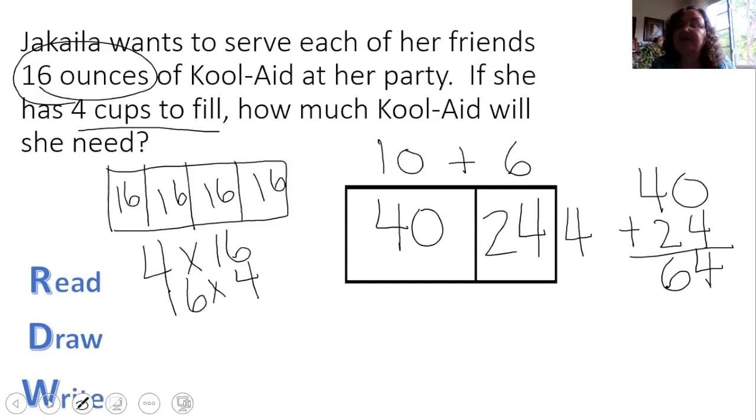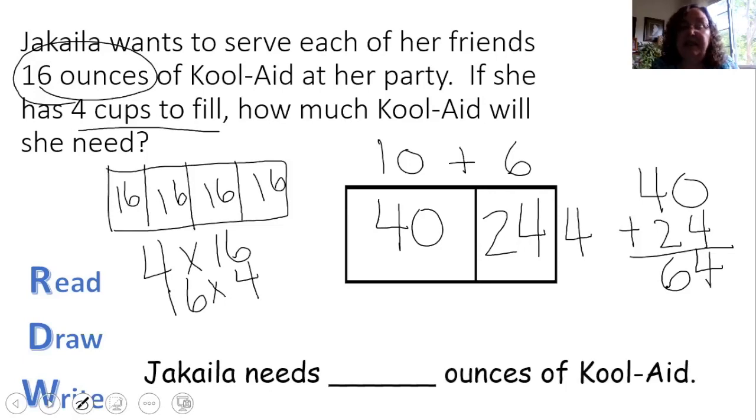No, I still have to write my sentence. So let's read the question again. If she has 4 cups to fill, how much Kool-Aid will she need? How would you answer that question? Jacayla needs, and I would say 64 ounces of Kool-Aid. And remember, I started the sentence with a capital letter and I ended with a period.